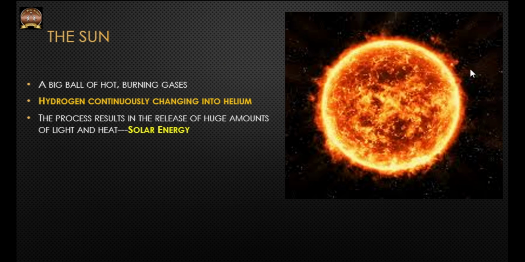Now let's learn more about the sun, the star of our solar system. The star is a big ball of hot burning gases. Which gases? It's mostly made up of hydrogen and helium, and the hydrogen on the sun is continuously changing into helium. Now, this process is highly explosive and it results in the release of huge amounts of light and heat energy, which we call solar energy.